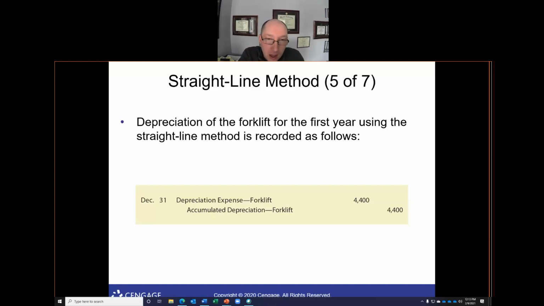So, as we mentioned, the depreciation expense is $4,400 per year. So at the end of the first year, depreciation expense $4,400, accumulated depreciation $4,400. I make this same exact journal entry for each year for 5 years. Okay.